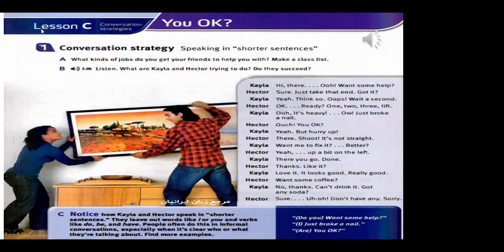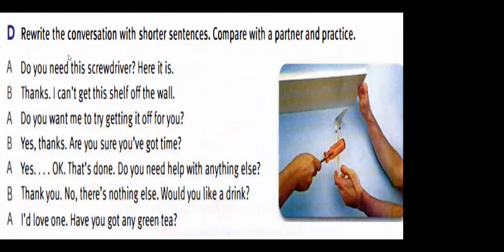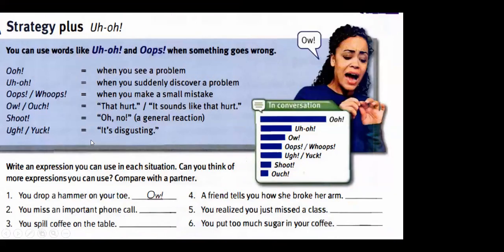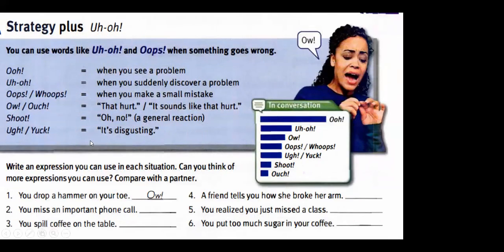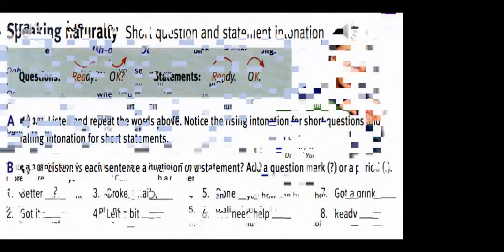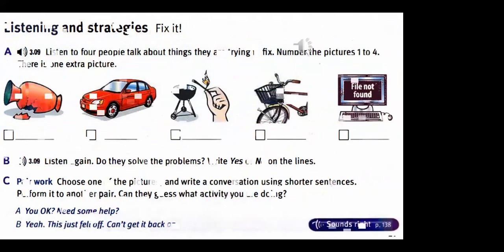Okay, we were working on this lesson C, and how to use short informal sentences, when we don't use the subject, when the subject is understood, or some pronouns. We finished this lesson yesterday. Those expressions like oh, oops, whoops, ugh, yuck, shoot. That was easy. We practiced this lesson.